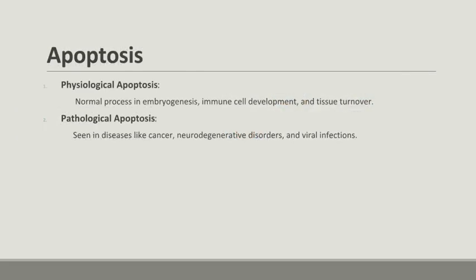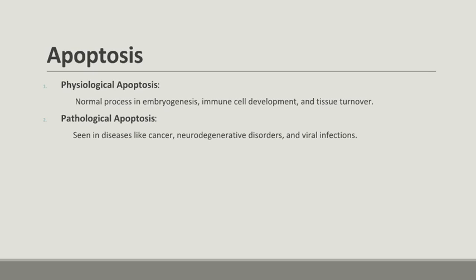Apoptosis. Definition of apoptosis. Apoptosis is a programmed form of cell death that happens in response to specific signals. It occurs without inflammation and helps in the removal of damaged or unwanted cells. Key features. The process involves DNA fragmentation, cell shrinkage, and membrane blebbing, all regulated by caspases, the enzymes responsible for dismantling the cell.